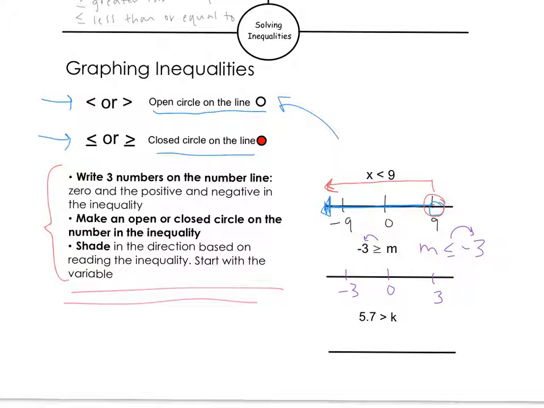And I'll have a closed circle at negative 3 because it is or equal to, it's less than or equal to, and everything less than negative 3 would go to the left, right? Because 0 and 3 are positive, or more positive than negative 3.